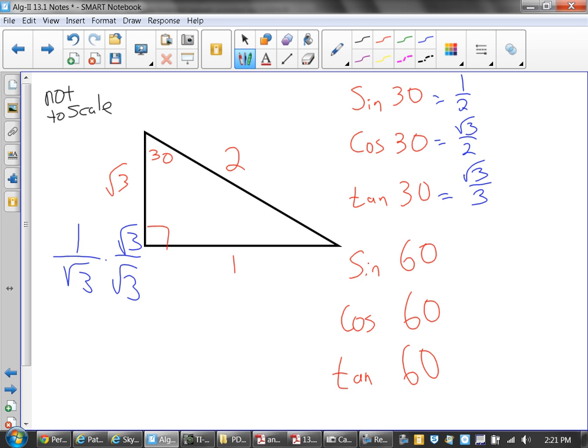Now, sine of 60 is what over what? Slow down. Sine of 60? Root 3 over 2. Okay. Are you okay on that? I didn't read the second part very well.